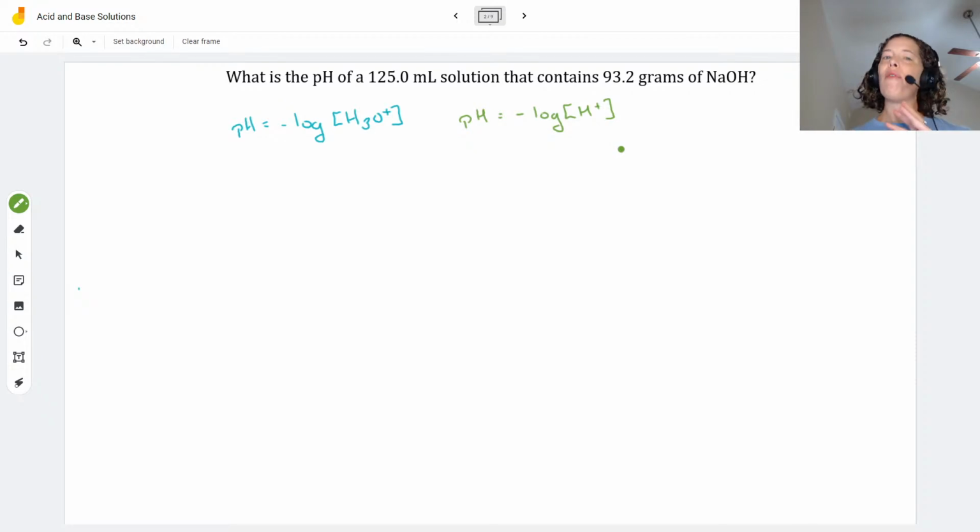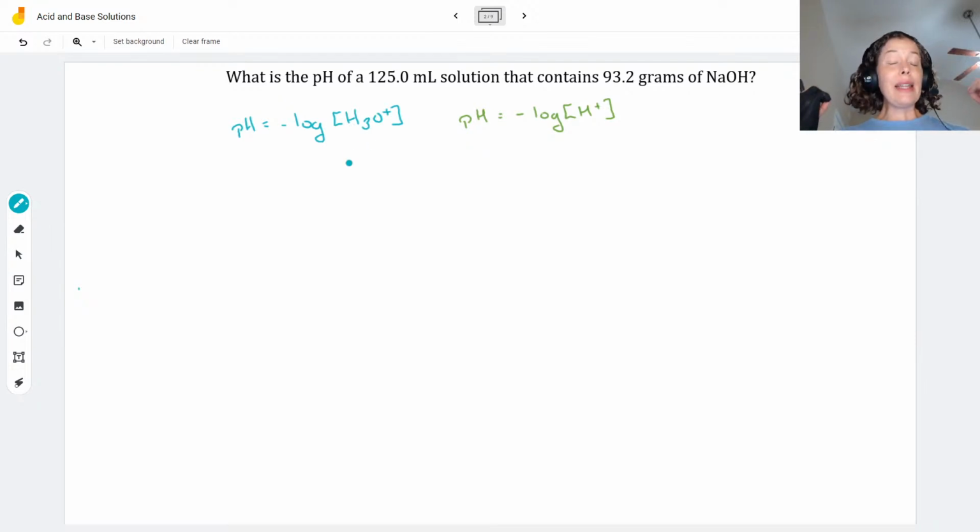But in terms of the math and how you set up the problem, you use whichever form is easiest and makes the most sense to you. I always tend to use the hydronium form, but again, just so you know, you can always change that to H+. Okay, as that aside has been said, here is our formula for calculating pH. So we only really need one thing to calculate pH, and we need the concentration of hydronium ion.